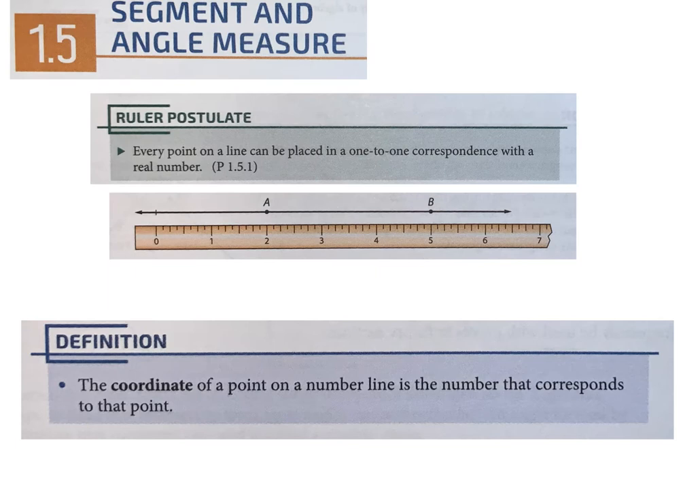So the last thing we're going to do before we have our quiz is cover segments and angle measure. All right, segments and angle measure. The first thing's pretty straightforward, the ruler postulate. Every point on a line can be placed on a one-to-one correspondence with a real number.